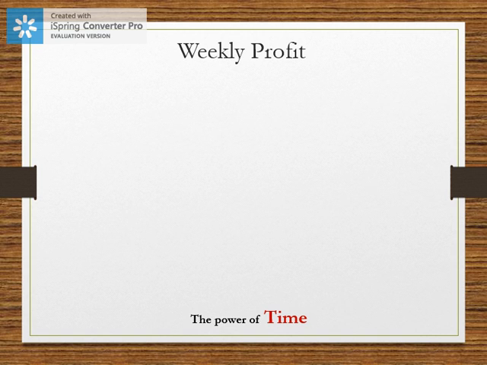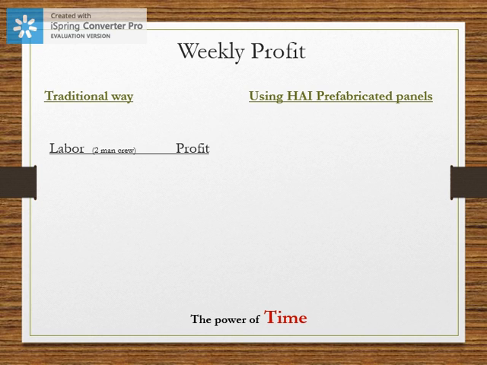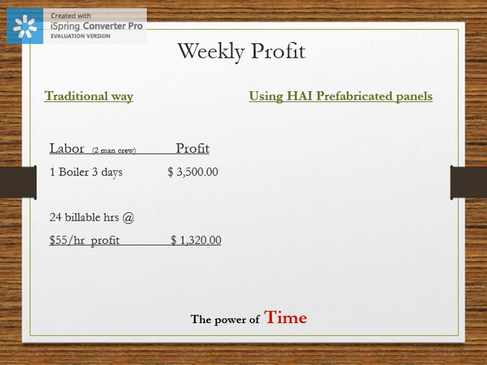Now let's look at the weekly profit potential of a 2-man crew using the traditional part-by-part way and the Hydronic Assembly's panels. This crew does 1 boiler a week, and the rest of the week is service calls with 6 hours of billable time per week. The week's total profit using the traditional way is $4,820. Now let's look at using prefabrication.